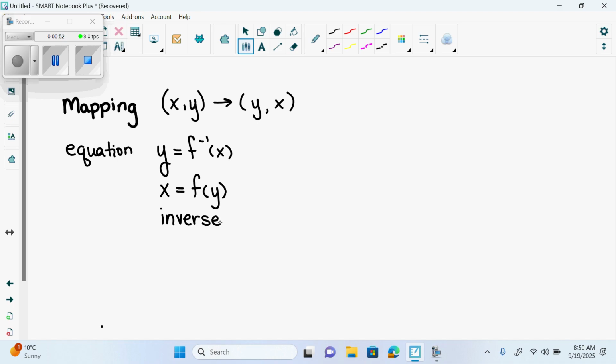The other thing they can say is reflection in the line y equals x. Reflection in the line y equals x. Now, if it reflects in the line y equals x, what is the same on that line? Y and x. So if I swap them, and they're the same, I have the same point, correct? So if like 1, 1, I now have 1, 1. So what would they be on that line?